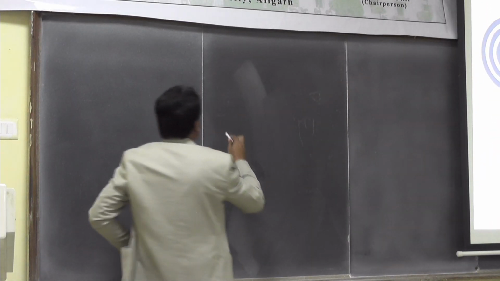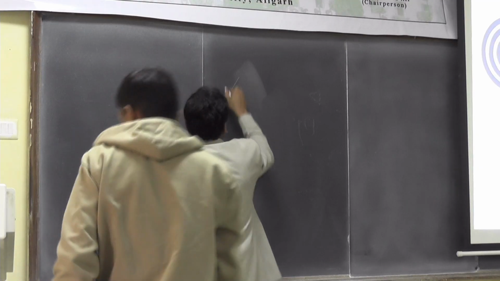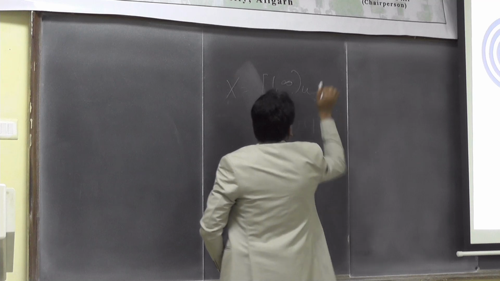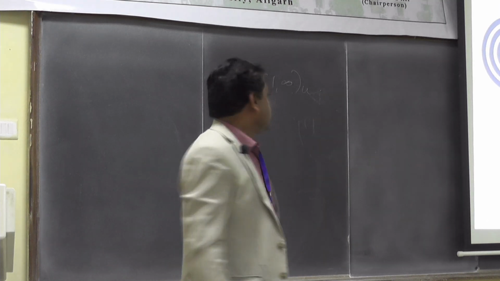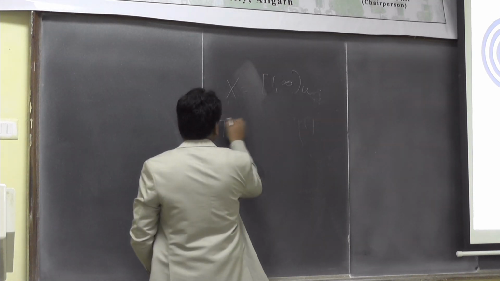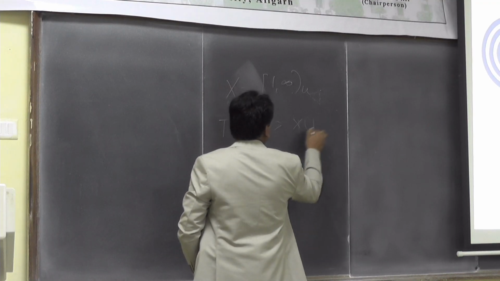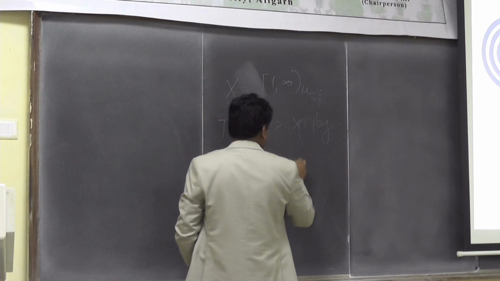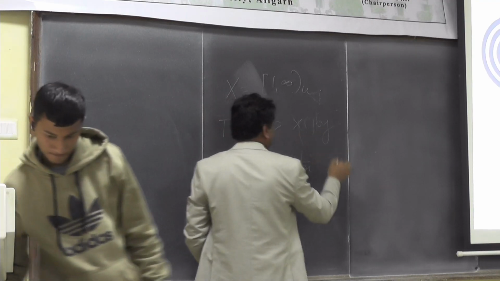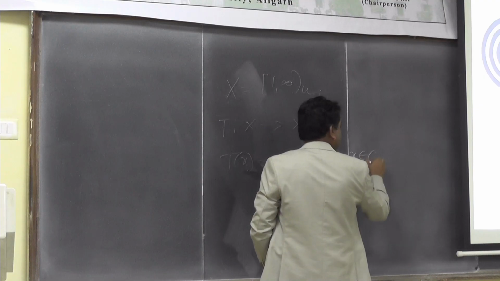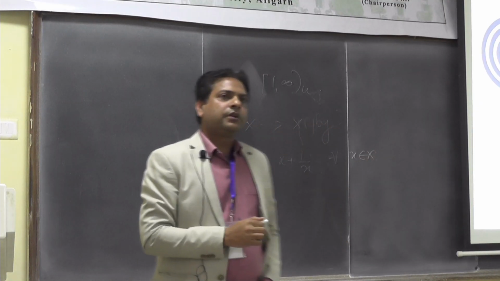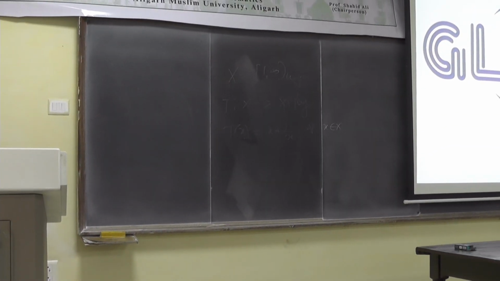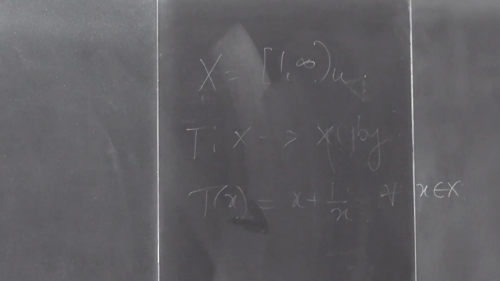So, consider this X with the usual metric, and we define a map T from X to X by this rule: Tx equals x plus 1/x for all x in X. Verify that it is a basically contractive map, not a contraction. So, maybe just please try.